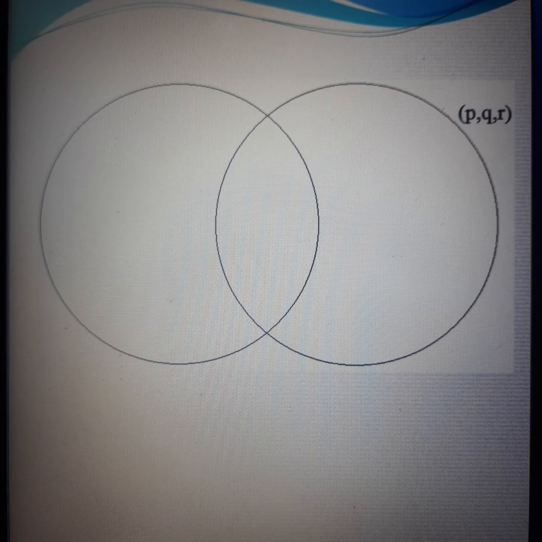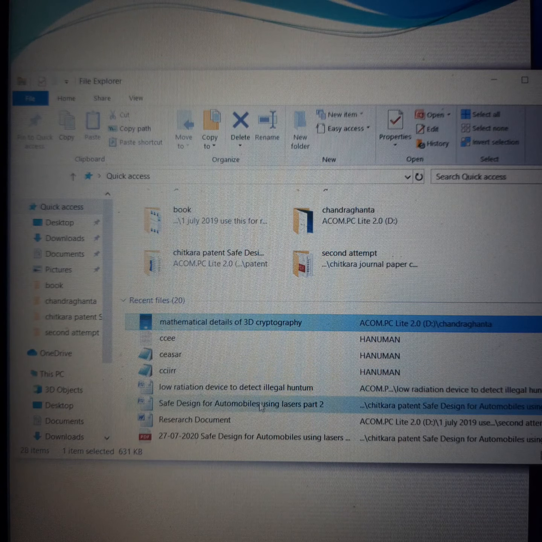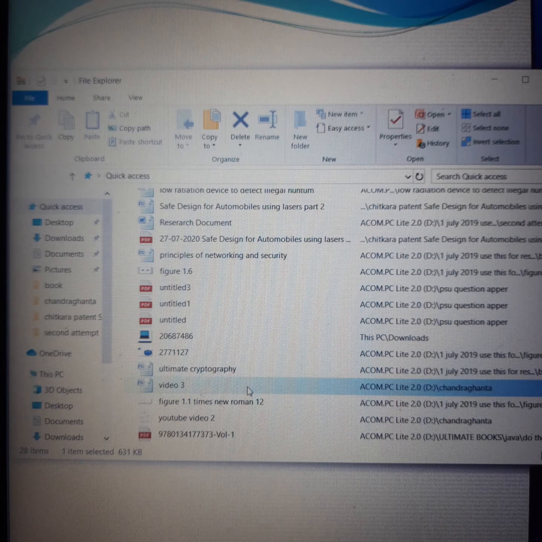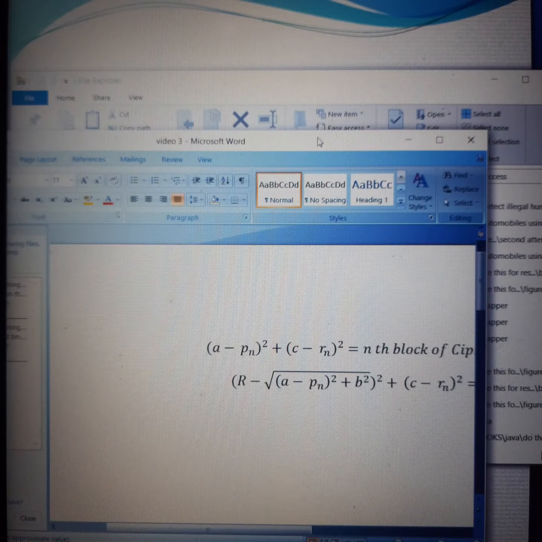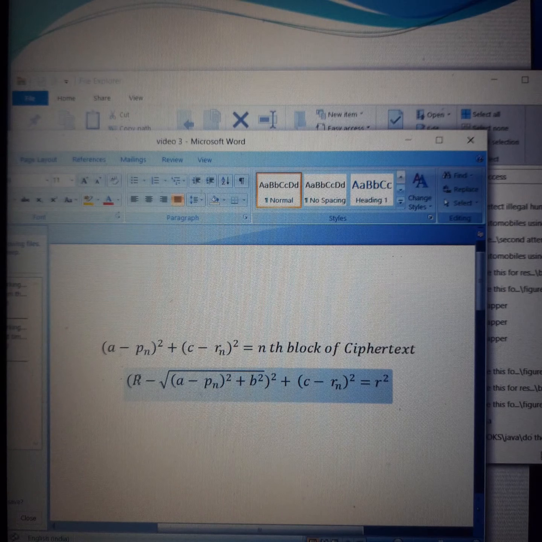And this is the 3D cryptography using a spindle torus. I will show you the mathematical equations of it. Now a spindle torus is a 3-dimensional figure which is made up of infinite circles, and this is the basic equation of the spindle torus, which you can see. The equation of a spindle torus is (R minus a) square plus b square, under root, plus c square is equal to r square.